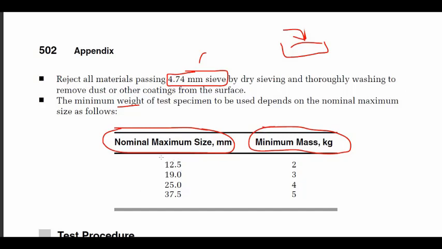So as you can see here, if you have the maximum size of the aggregate to be 2.5 millimeter, then you are going to have the sample to be like 2 kg. And then if it's 19 millimeter, the maximum size, then you're going to have 3. And if it's 25, then you're going to have 4. If it's 37.5, which is bulky, then you're going to have 5 kg of the sample. So now we covered the sample itself.